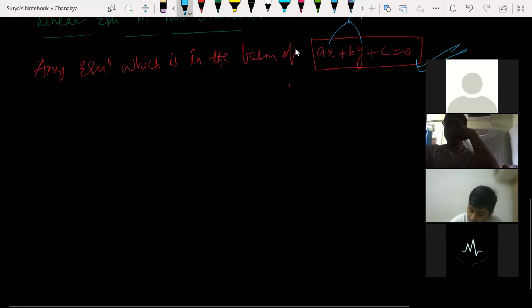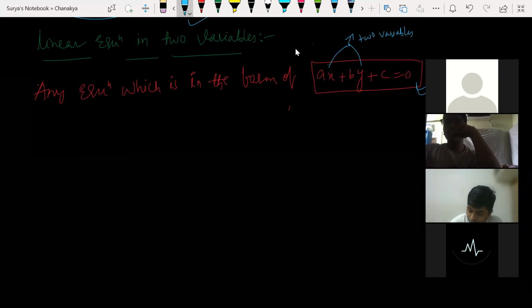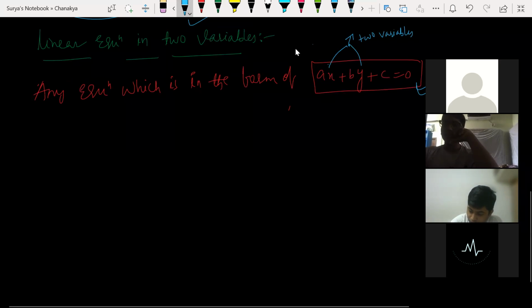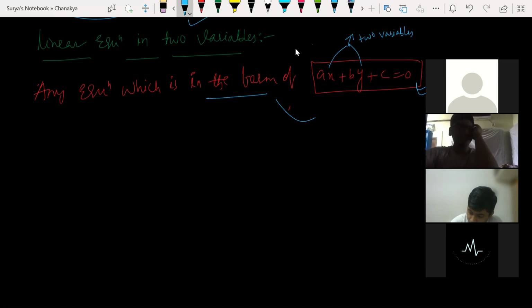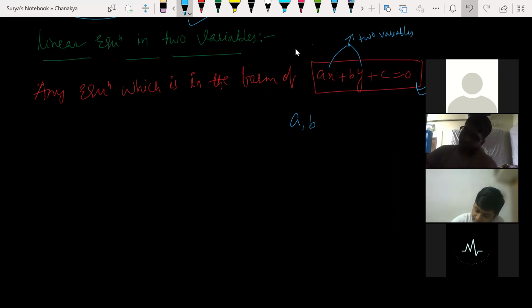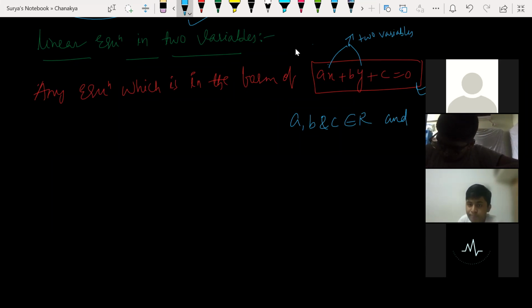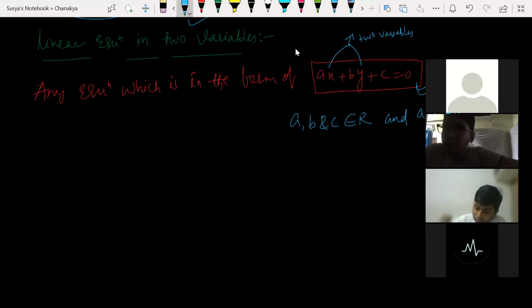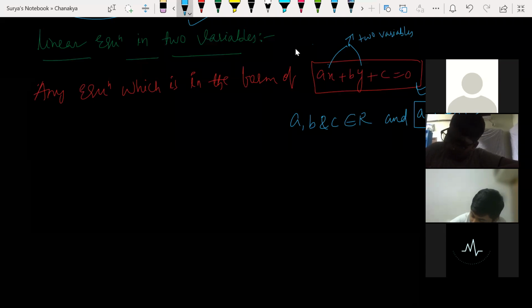So now linear equation in two variables. What is that? Any equation which is in the form of ax plus by plus c is equal to 0, where the condition is the same. Look at this here. a, b, c should be real numbers. a, b and c belong to real numbers, and a and b should not be equal to 0.